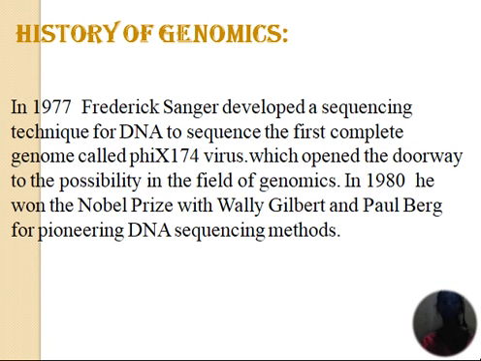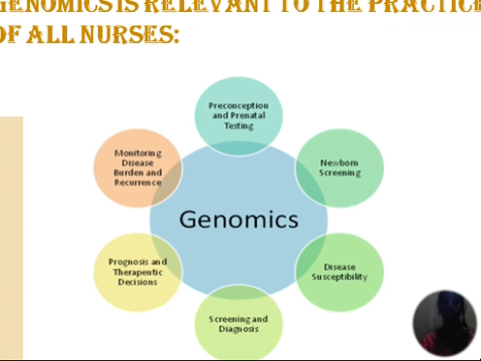History of genomics. In 1977, Frederick Sanger developed a sequencing technique for DNA to sequence the first complete genome, called the X174 virus, which opened the doorway to the possibilities in the field of genomics. In 1980, he won the Nobel Prize with Wally Goldberg and Paul Berg for pioneering DNA sequencing methods.